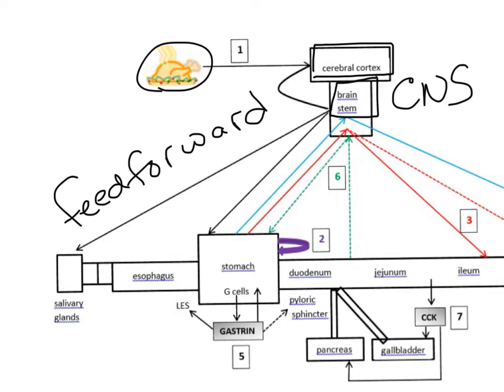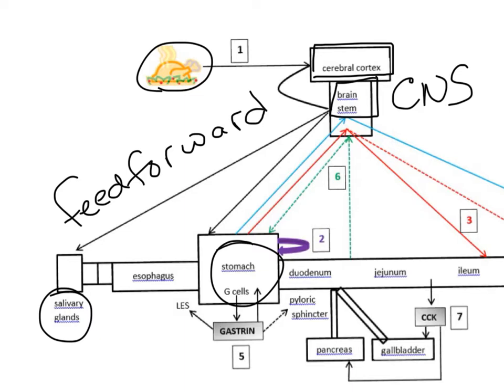So, let's just take a look at what the stimulus is. The stimulus coming in, as already mentioned, is the smell, the sight, the thought, or perhaps just the initial taste of food. Now, no food has actually entered the GI tract yet, and the response is going to be twofold. First of all, you're going to have the salivary glands starting to secrete saliva to prepare for digestion of carbohydrates and a little bit of fat. And then we're also going to be stimulating the stomach, and this is going to increase the secretion of gastric juice from the gastric glands.